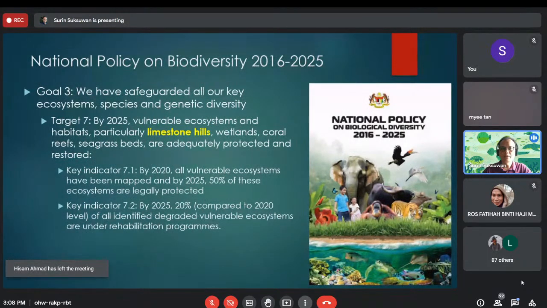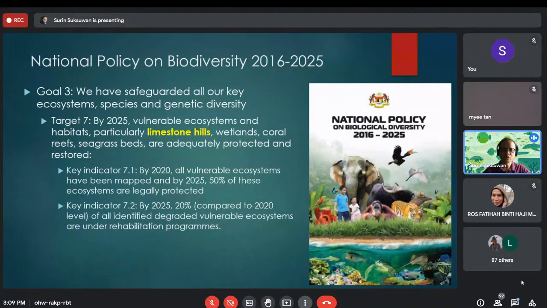Okay, so on the National Policy on Biodiversity 2016 to 2025, for example, we have Goal 3, which is to safeguard all our key ecosystem species and genetic diversity. Target 7 of that Goal 3 is to have our vulnerable ecosystems and habitats protected or restored, and limestone hills is listed as one of the vulnerable ecosystems and habitats.